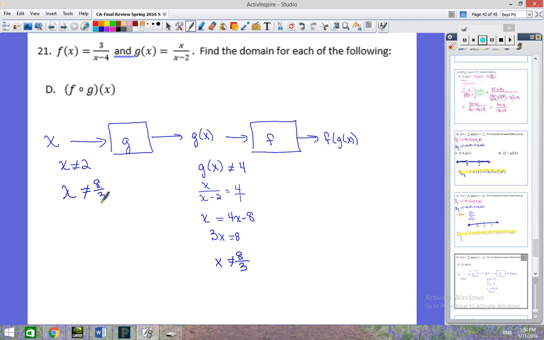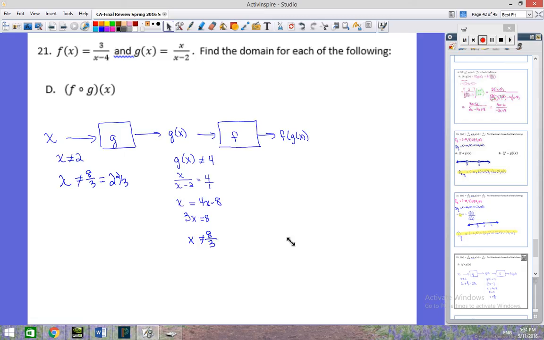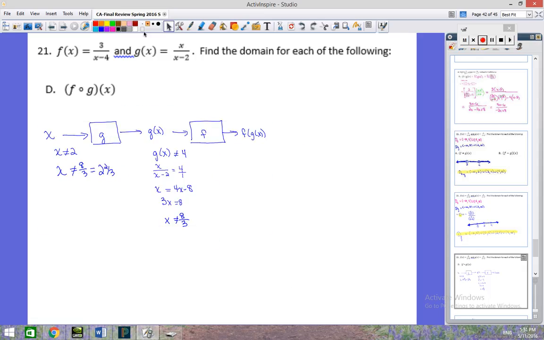8 over 3 is bigger than 2. 3 goes into 8 twice with a remainder of 2, so 2 2/3. All right. I'm just going to leave it as 8/3 when I write it out, though. So I've got this number line, and I'm going to exclude the number 2, and I'm also excluding the number 8/3, 8 divided by 3.